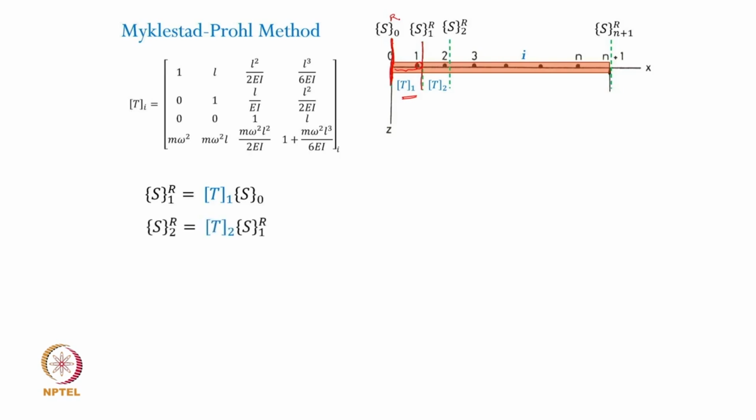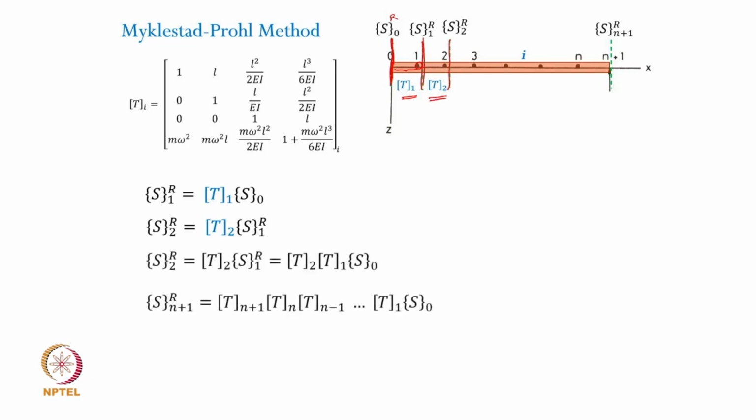So S2 will also get related to S1. Similarly, this state vector is related to this state vector through the transfer matrix T2, and so on. So you just keep replacing this particular state vector from this relation. So you get T2 into T1 and so on. So you can therefore now relate the extreme right side state vector with the extreme left side state vector through all these transfer matrices.